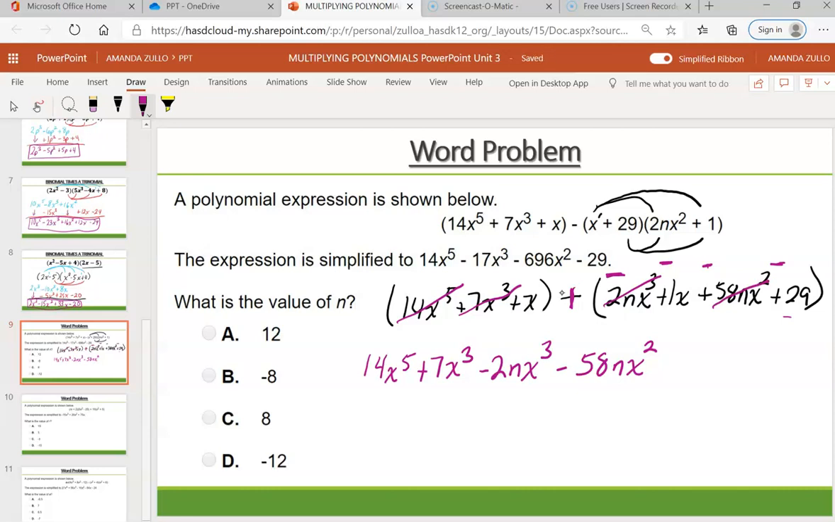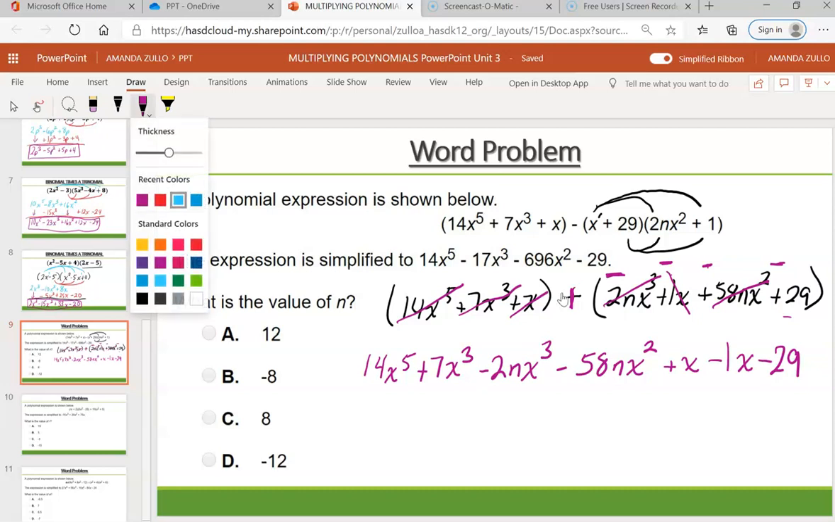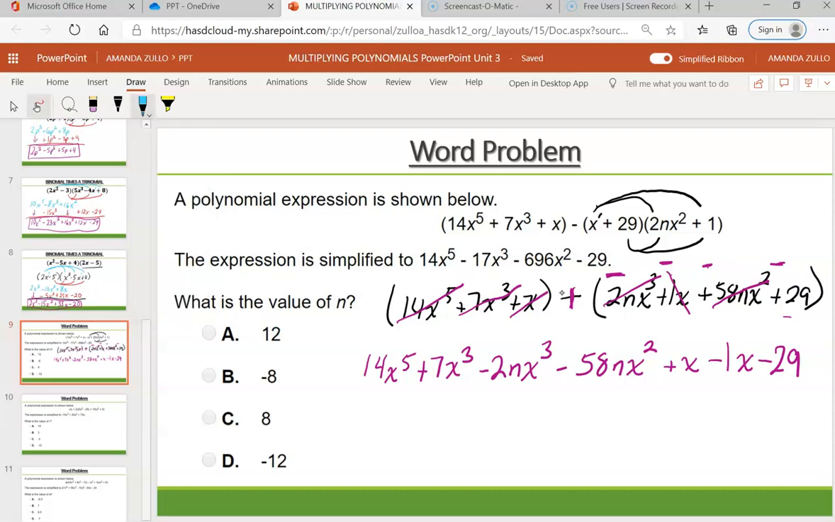There are no other x to the 2nds. So I'm on to the x. So I have a plus x, so copy that down. And minus 1x. No other x, and the last term is negative 29. So I just wrote this into descending order because our answer, or what it gets simplified to, is in descending order. Now what I'm going to do is write what it gets simplified to underneath based on like terms.